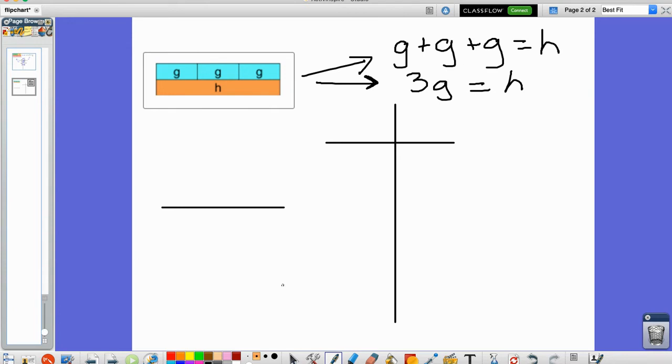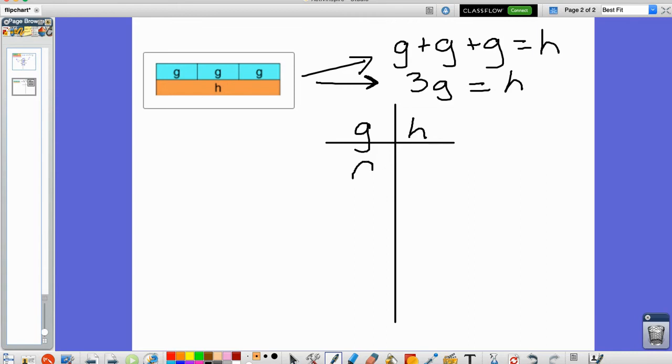But now, what I want to do is try to make a table. Okay? So let's make a table. Now, with the table, I'm going to put g and h here. And by the way, we don't know what g is, and we don't know what h is. So we're just going to make up some numbers, okay?